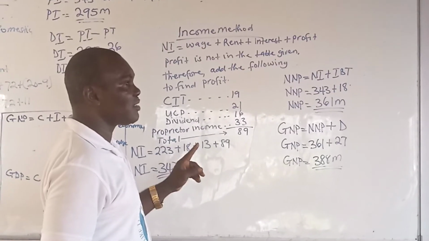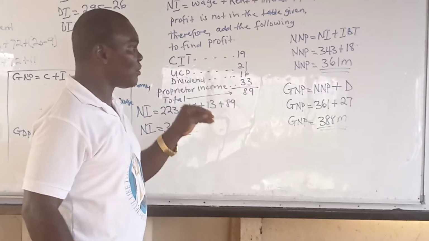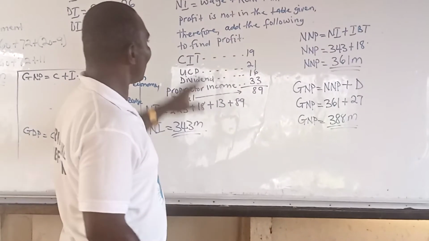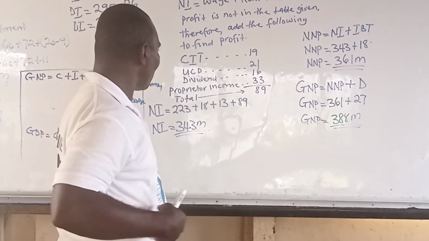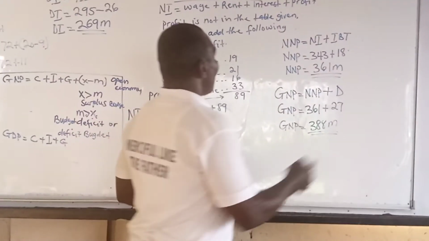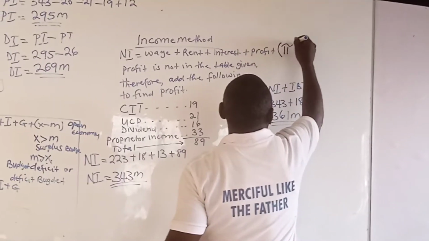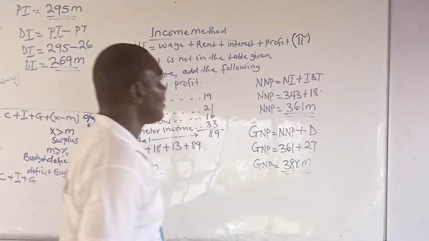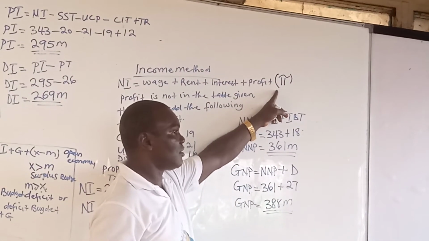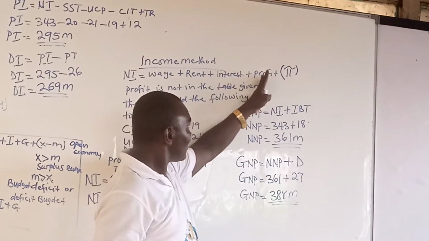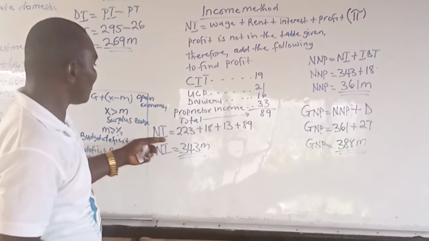So the profit is not on the table given. You have to find the profit. So to find the profit, add the following and come up to the figure. Now, you can also use PER as profit. So whenever you see PER, it represents profit.